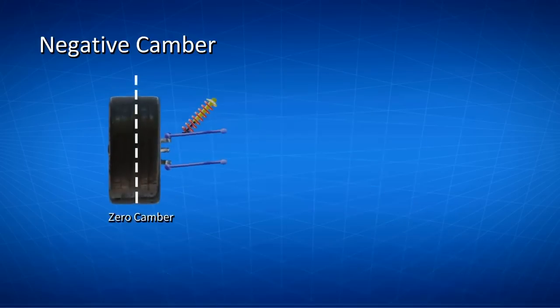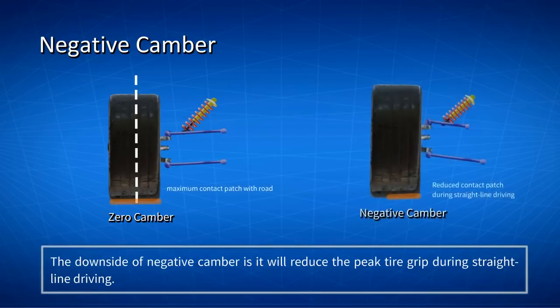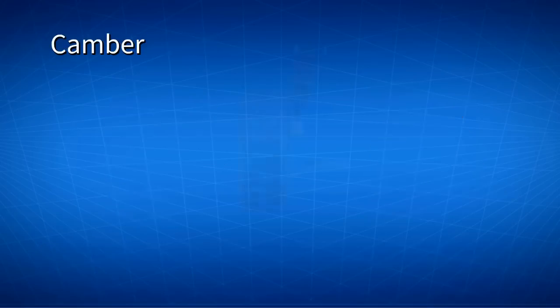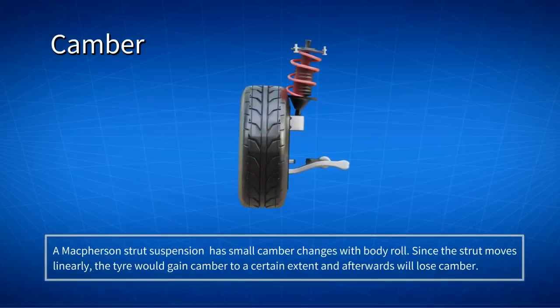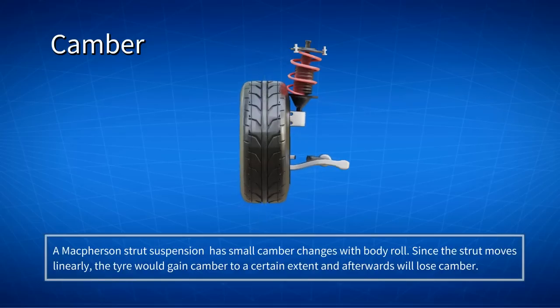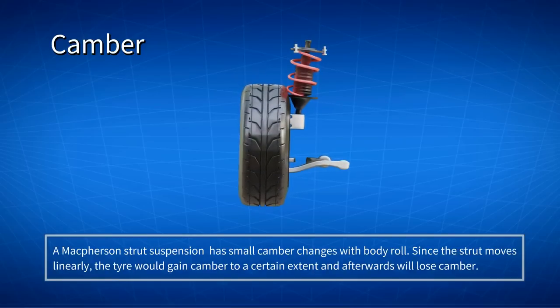The downside of negative camber is, it will reduce the peak tire grip during straight line driving. Different suspension designs will have different camber gain curves. For example, a McPherson strut suspension has small camber changes with body roll. Because the strut is moving linearly, the wheel gains camber to a certain extent and after that will start to lose camber. This could hamper a car's handling and experience a lot of body roll in cornering.